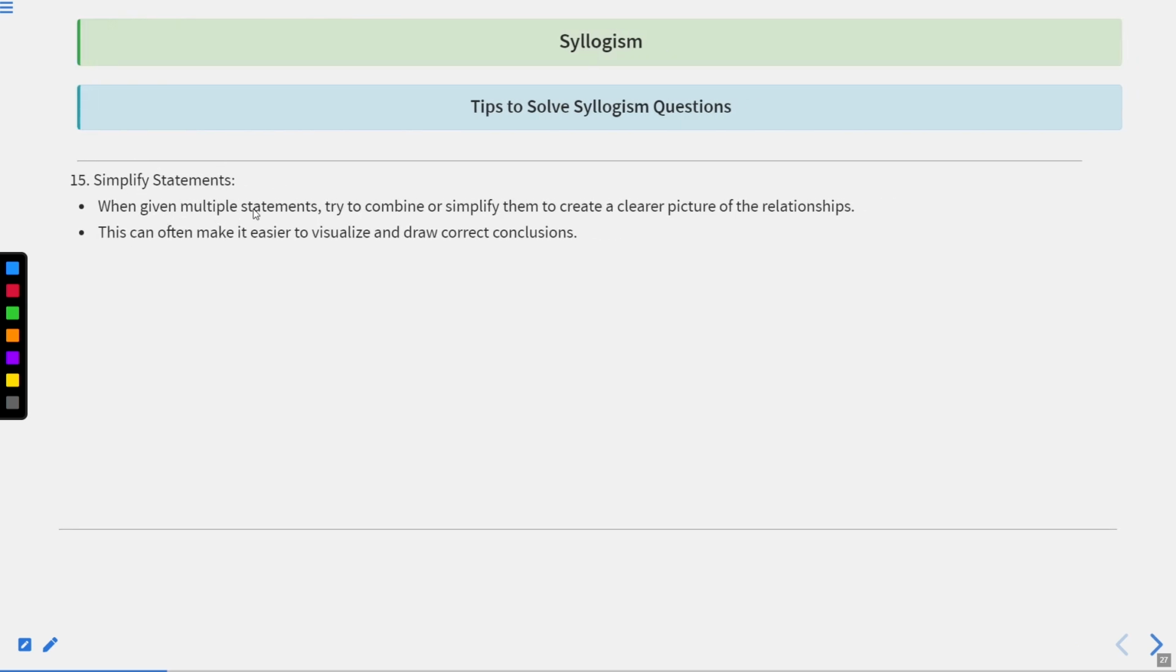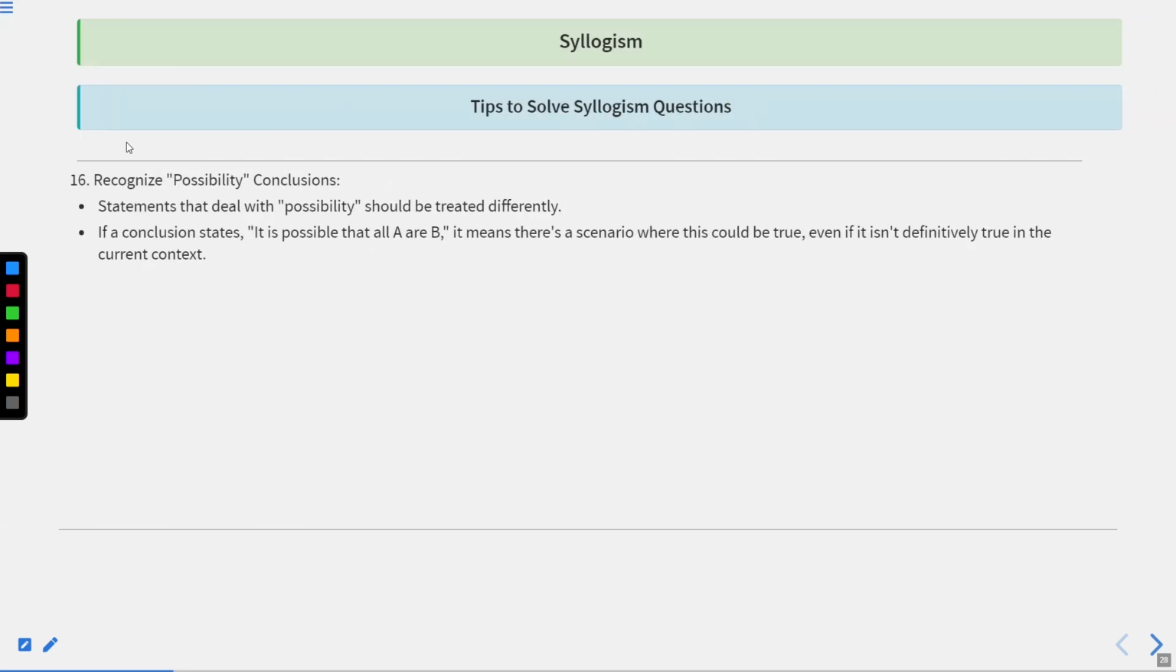Simplify statements. When given multiple statements, try to combine or simplify them to create a clear picture of the relationship. This can often make it easier to visualize and draw correct conclusions. Okay, so simplify the statement. If somewhere it is written that some A are not B, okay, some A are not B, then its opposite, some B are not A, can it be made possible? Some A are not B, some B are not A. There is no logical relation behind the same. Okay, so these are the simple tips that you need to remember whenever you're solving.